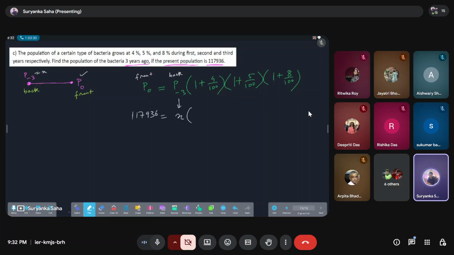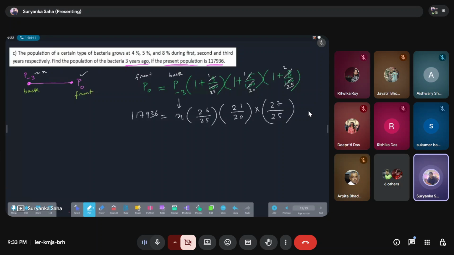It will be how much? Cut with 4. 4 25s are 100, so it will be 26 by 25. Understood? Next, 5 20s are 100, so it will be 21 by 20. Next, 8: 4 2s are 8, 4 25s are 100, so it will be 27 by 25.